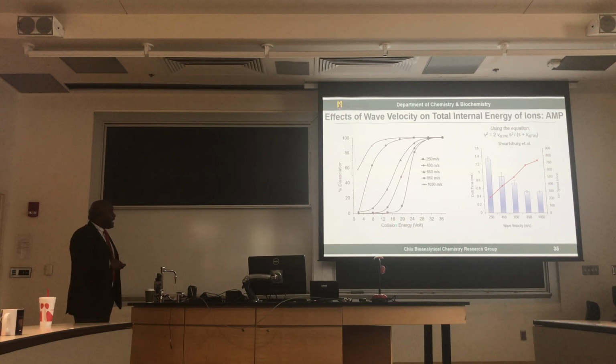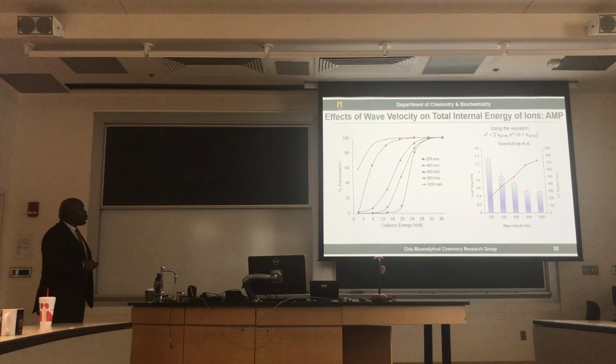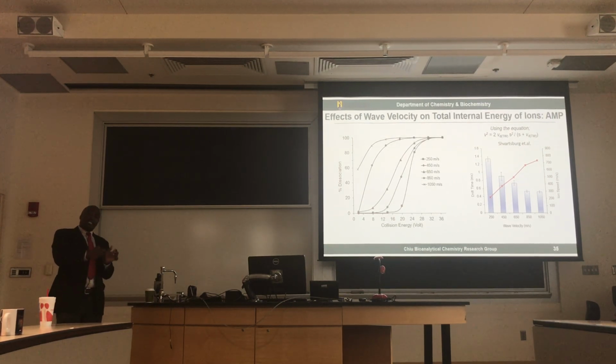What you can see here is that in order to acquire 50% dissociation, for example, at 250 you require more collision energy than you do at 850. This means that as you increase the wave velocity, you are also increasing the internal energy of the ions.